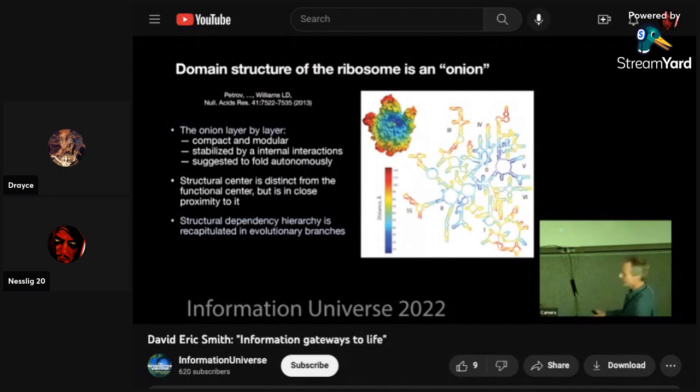But the important thing is, layer by layer, the onion is a compact structure. It's stabilized by internal interactions, and it's suggested to fold autonomously. So, moreover, the structural dependency, which is sort of what you need to make and fold the thing, is recapitulated in the evolutionary branching tree of relatedness. The things that are old are also conserved. The things that are deep are also conserved and evidently old. The things that are outer are more variable and evidently newer.